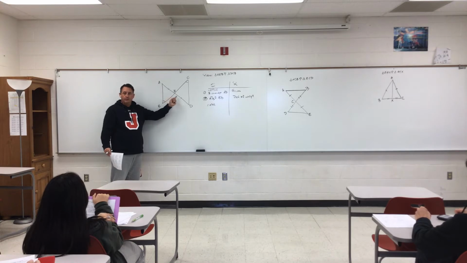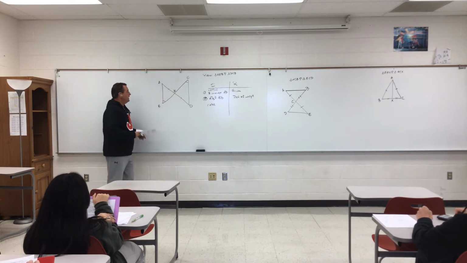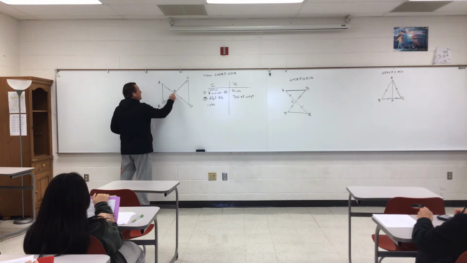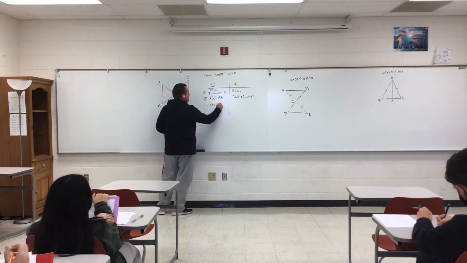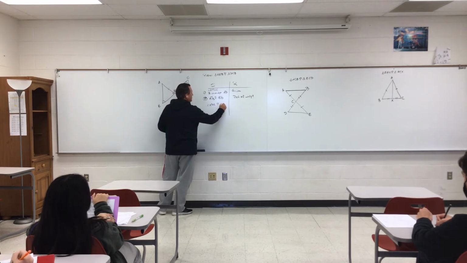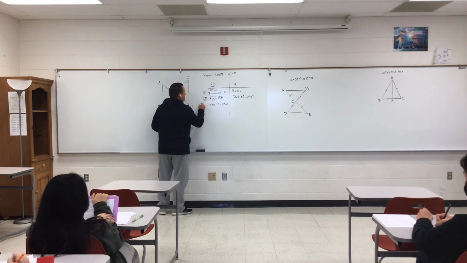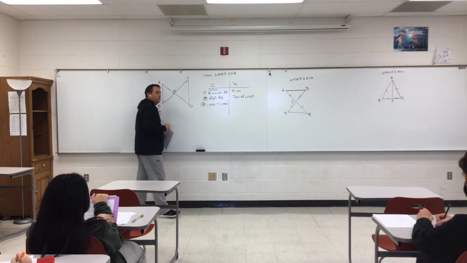Because there's more than one angle there, so you got to use the 3 letters. So this angle right here, ABE, would be congruent to angle CBD, because why? Vertical angles are congruent.